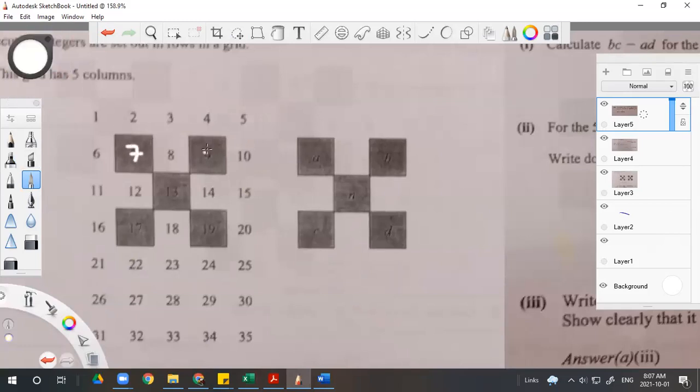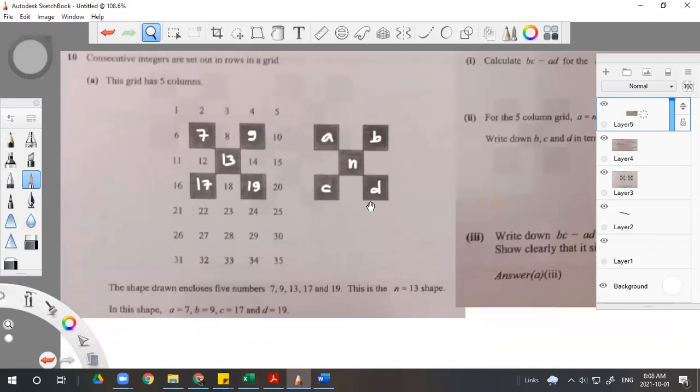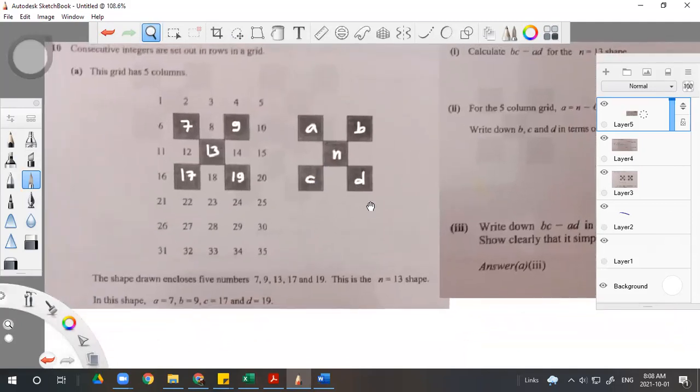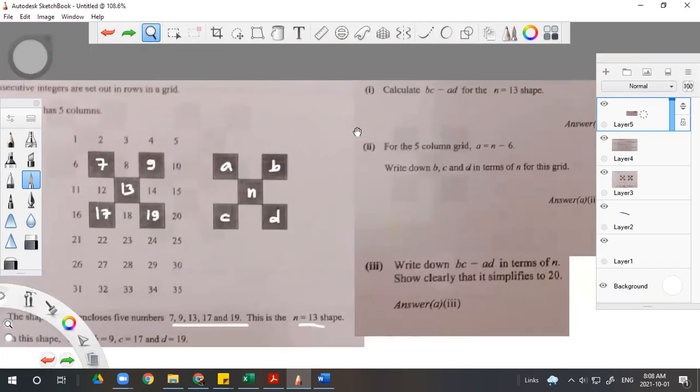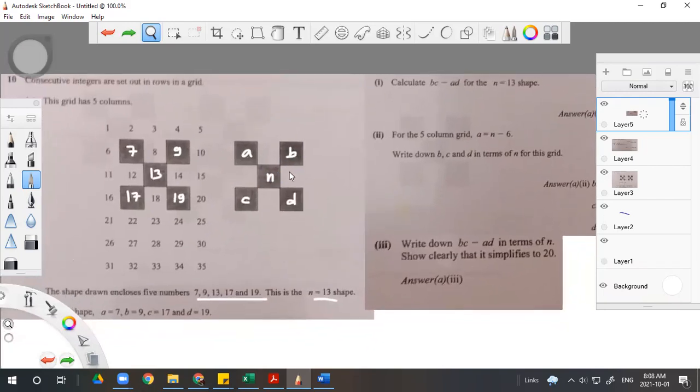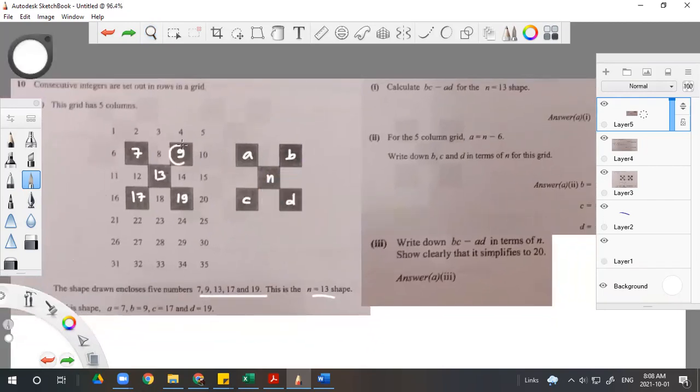This is 7, 9. Ya, ikutin ya kan 6, 7, 8, 9, 10, 11, 13, 17, and 19. Okay, so this is A, B, and C, D. Okay, udah, ya, kita lihat. So the shape drawn 5 numbers, 9, 7, 9, 13, 17, 19. Okay, and 13. Jadi ini 13, atas kirinya 8, atas kanannya 9, bottom left 17, bottom right 19. And calculate the BC minus AD for the n equals 13 shape. BC minus AD. Oke, B is 9. Oke, ditulis dulu biar nggak susah ya, biar nggak mabok lihat.